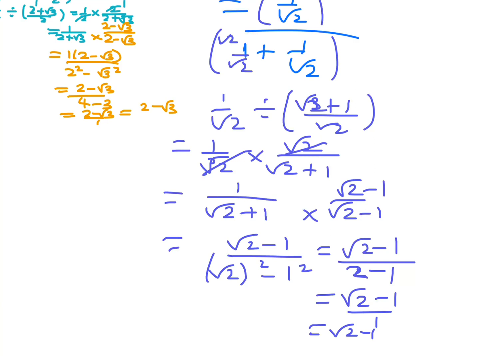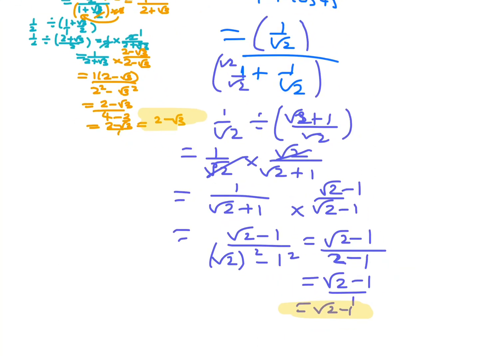So both of those then, the first one, the answer is 2 minus root 3, and the other one's root 2 minus 1, which is what is required. Okay.